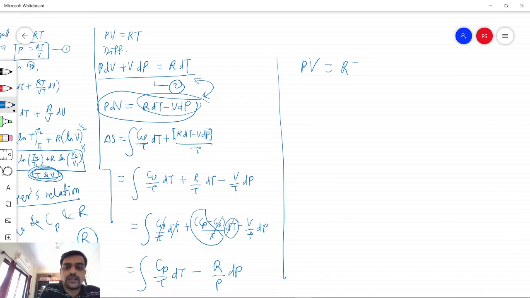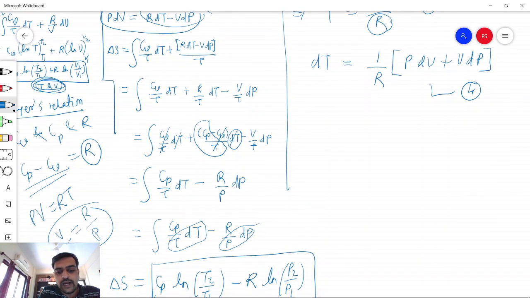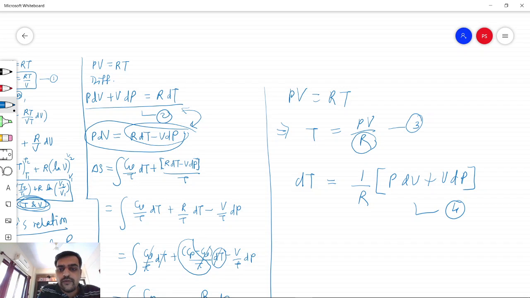PV is equal to RT, and we will write it as T equals PV by R. Call it equation 3. Further, if we differentiate this, R being a constant just remains as it is, dT is equal to P dV plus V dP. This is what we have for dT. Note that we are doing this because now we are seeking delta S in terms of pressure and volume. So we are going to eliminate the variable T.